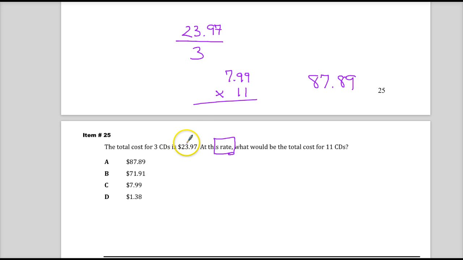By the way, some of the answer choices didn't make any sense. If three CDs cost $23.97, how in the world could 11 cost $1.38? No. $7.99, what they're trying to get you to do there is fall for the idea of only solving half the problem. But it doesn't make any sense.